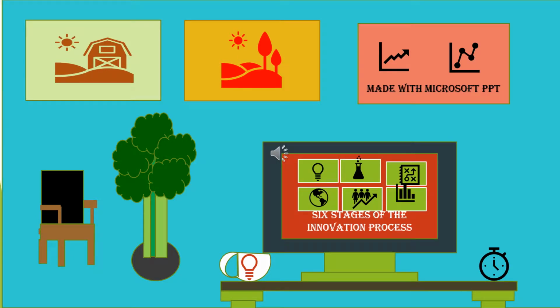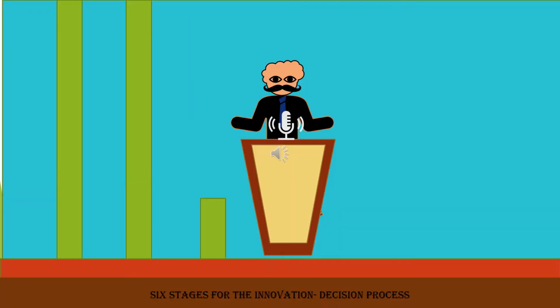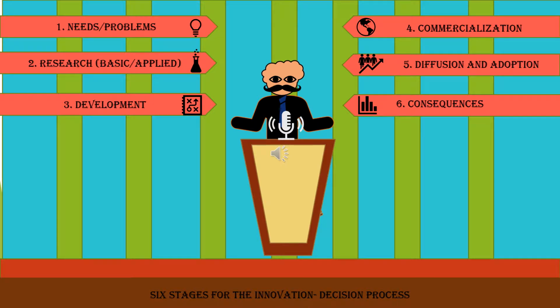There are 6 stages to the innovation process. They are needs and problems, research (basic and applied), development, commercialization, diffusion, and consequences.